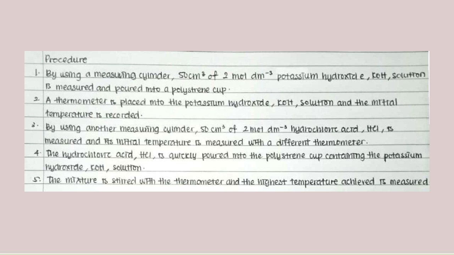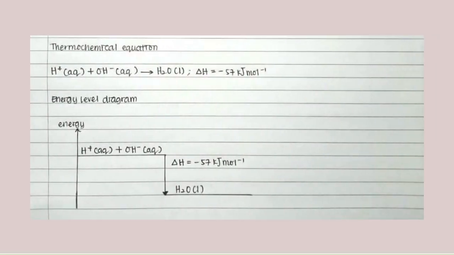4. The hydrochloric acid, HCl, is quickly poured into the polystyrene cup containing the potassium hydroxide, KOH, solution. The mixture is stirred with the thermometer and the highest temperature achieved is measured. Thermochemical equation: H⁺ + OH⁻ → H₂O, with heat of reaction of -57 kJ mol⁻¹. The energy level diagram shows that H⁺ + OH⁻ is the reactant while H₂O is the product, and -57 kJ mol⁻¹ is the heat of reaction.